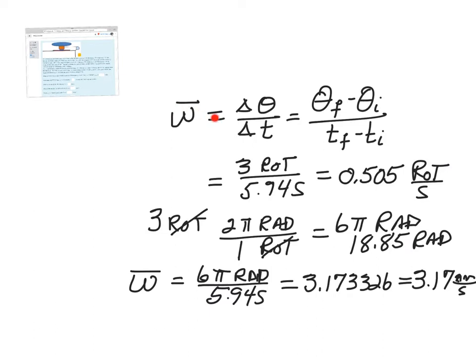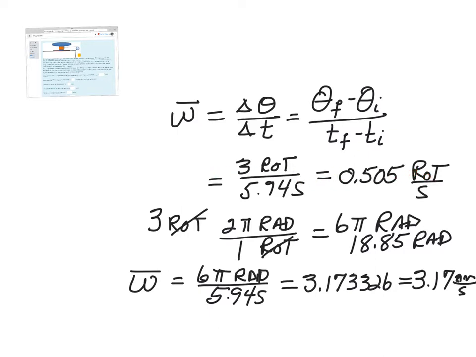You should have written down the equation. Delta theta means theta final minus theta initial, and delta t is t final minus t initial. T initial is usually 0, so we usually just write this as t. The angular displacement, the amount it went, was 3 rotations, in 5.94 seconds. We get 0.505 rotations per second, a little less than a half a rotation per second.